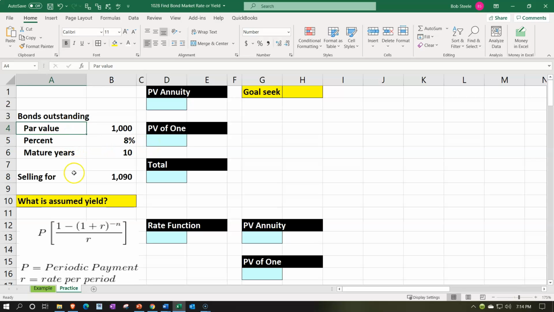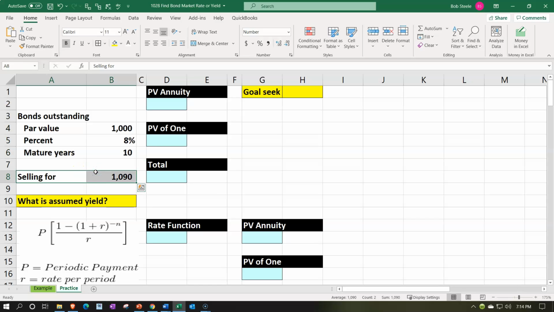Information including the bonds outstanding have a par value of 1,000, the percent 8%, matures in 10 years. This information we would assume if we had a physical bond, we can derive from the actual physical bond. Then what we have that's not on the bond, derived from the market, is the selling price of 1,090.